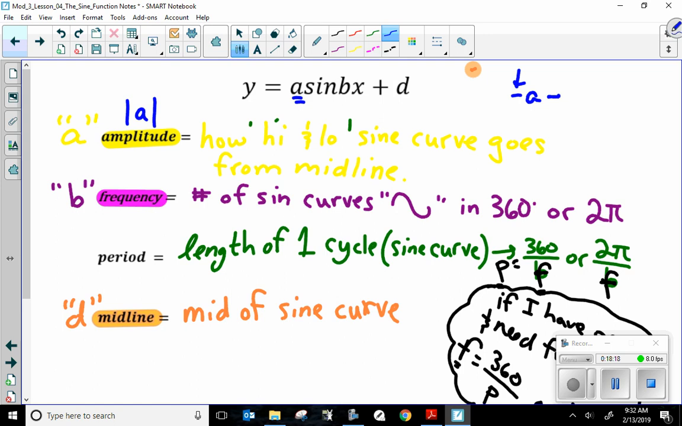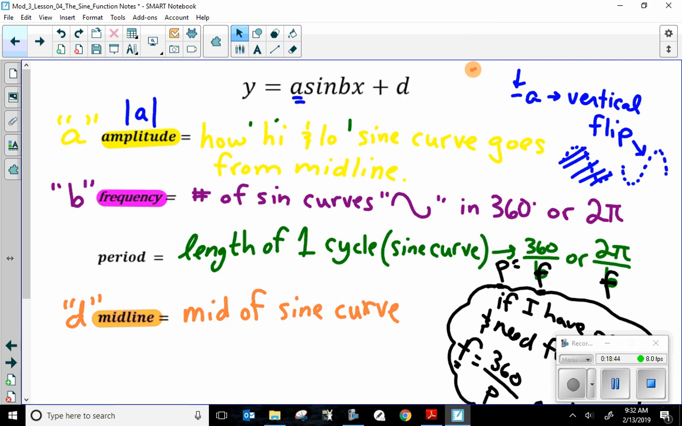If A is negative, it is a vertical flip. That means instead of going up, then down like that sine, it will start going down, then go up. So it's a vertical flip. Think about a parabola. If it's negative, instead of opening up, it flips and opens down, right? The same thing with sine. A negative will just flip the way it is. All right?